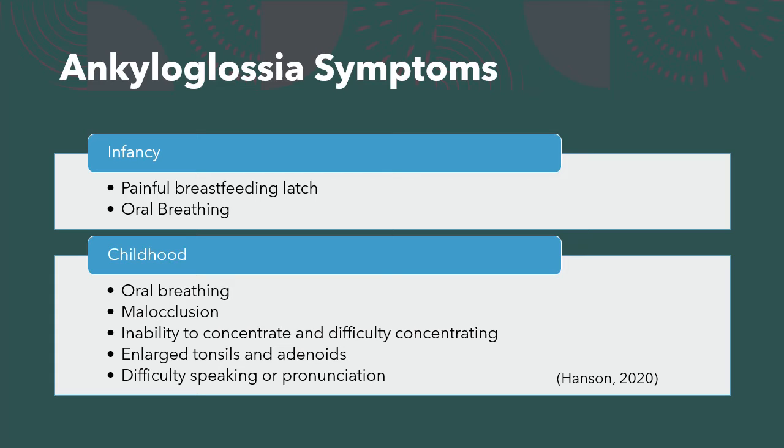The normal mobile tongue creates constant pressure against the walls and inside of the mouth to expand dentition. Failure to do so results in malocclusion and a high-arched palate. Secondary signs of ankyloglossia include oral breathing, enlarged tonsils and adenoids, difficulty with speaking or pronunciation, or the inability to concentrate or difficulty sleeping.